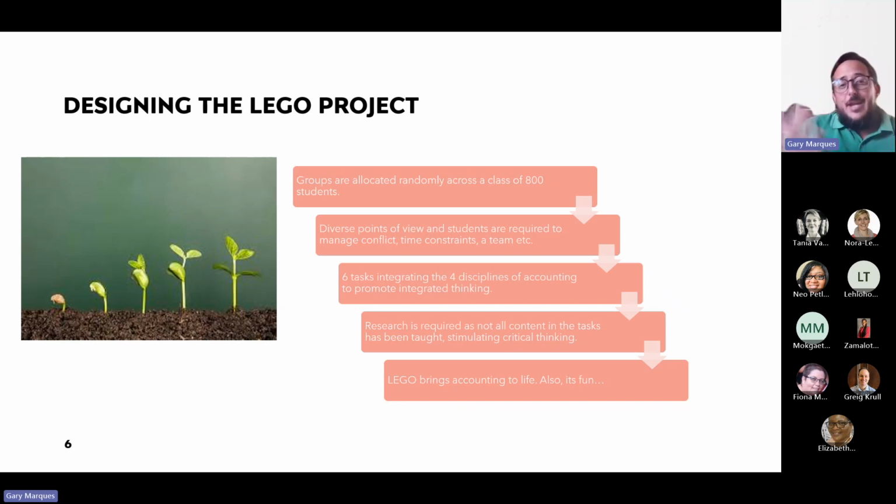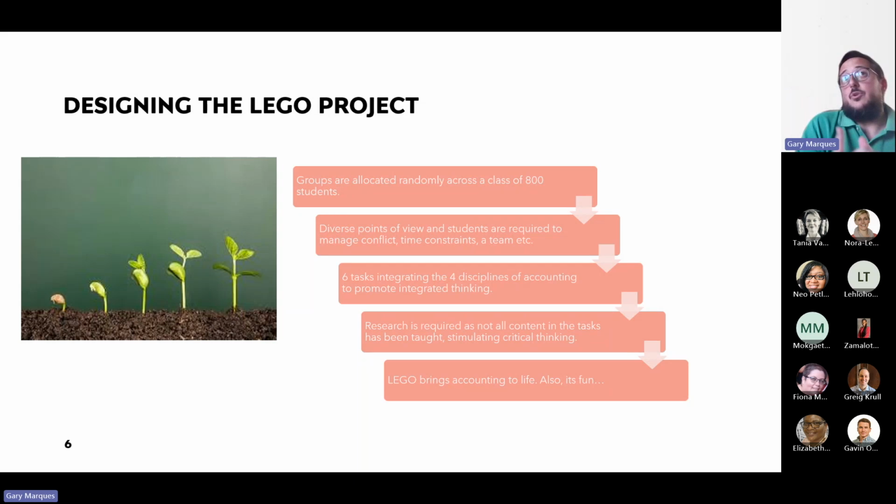All right, so in our context at Wits University now, what we did was, firstly, we allocated our students into groups. So designing the project, we allocated a large class of 800 students into smaller groups that sum up to about 140, with about 6 to 8 students per group. What this does is it's also done randomly. So please understand then everything's random, so that we bring in diverse points of view.